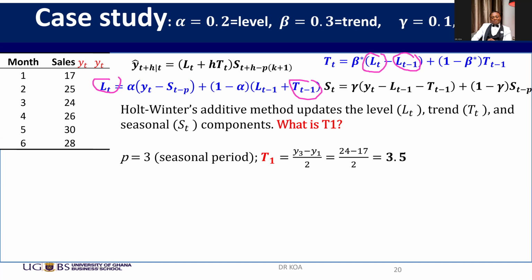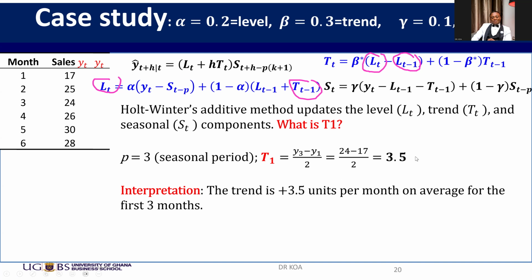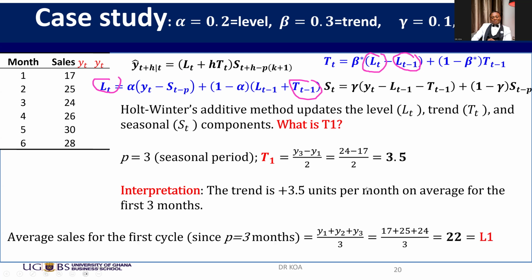But I have not said it is F1 because we are not going to forecast. What this means is that if I were to create a column for the trend, that trend is 3.5 units per month on average. It's positive. So that trend is 3.5 positive units per month on average for the first 3 months, because you are finding the difference between the sales 3 and the sales 1. So T1 is going to be 3.5 to represent the first 3 periods, or what you might call the seasonal period. It is period, but they come together to make up the seasonal period.